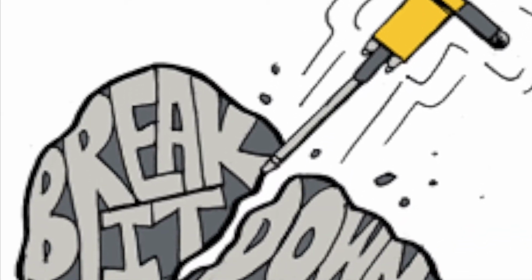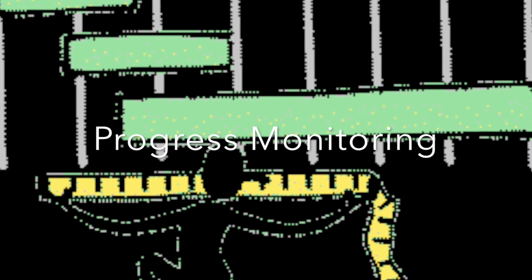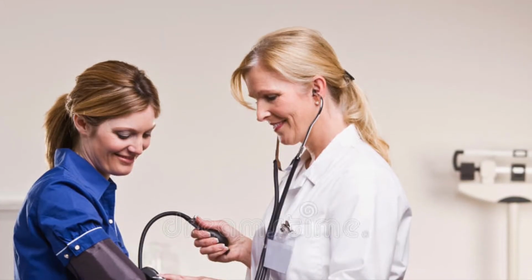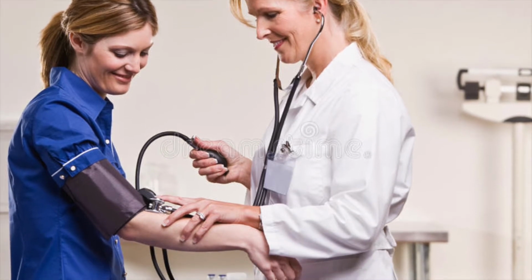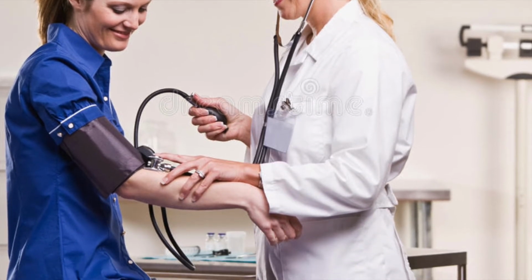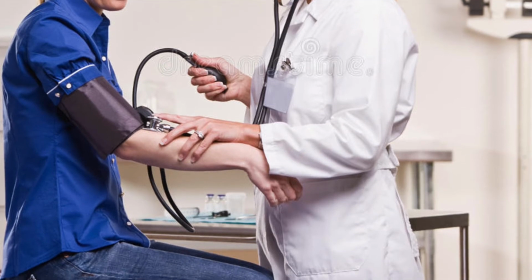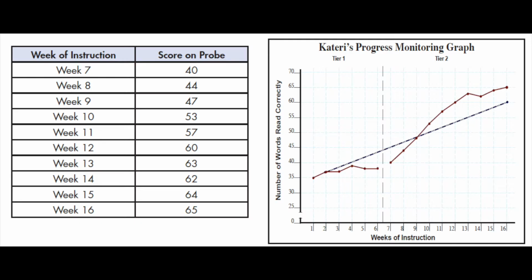Breaking down the next essential component of RTI, progress monitoring. Okay, let's go back to that medical analogy. Progress monitoring would be like asking you to regularly check your blood pressure after putting an intervention such as medication in place. So in school, we might put an intervention like Read Naturally or the Lindamood LIPS program in place for a student, but what we need to do is make sure that the intervention is working.